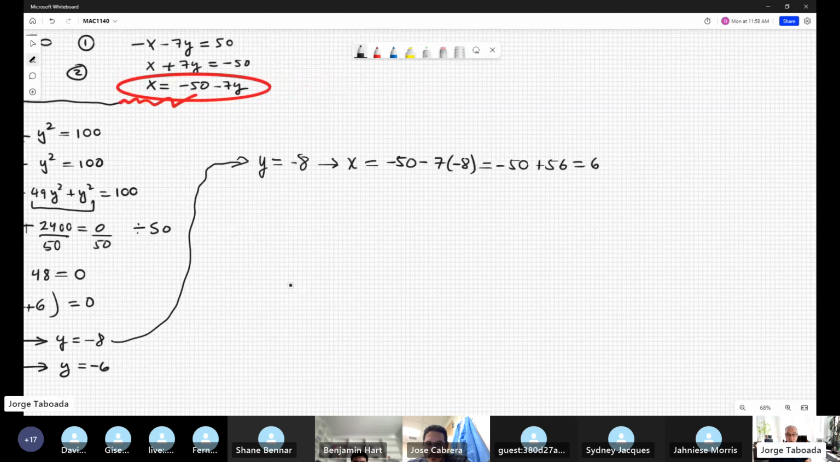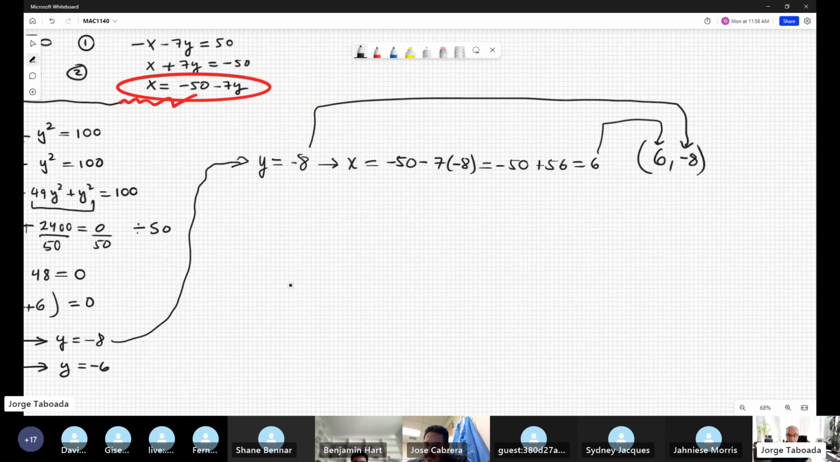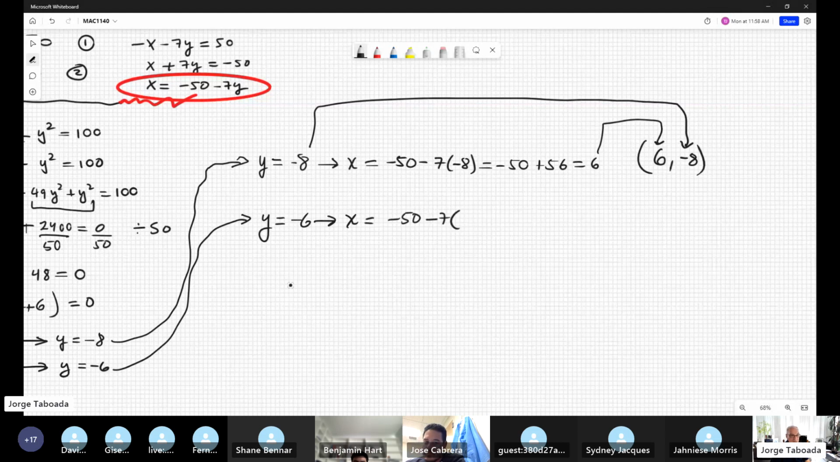Therefore, the ordered pair solution is 6, negative 8. Remember, this is the x value, and this is the y value. Likewise, y equal minus 6. Plugging in, the expression is minus 50, minus 7, times minus 6. So, it is minus 50 plus 42, no? It is minus 8. And the other point solution is the point minus 8, comma, minus 6.